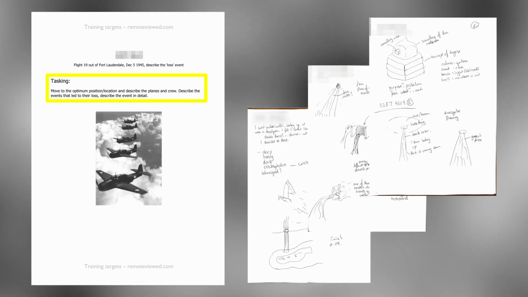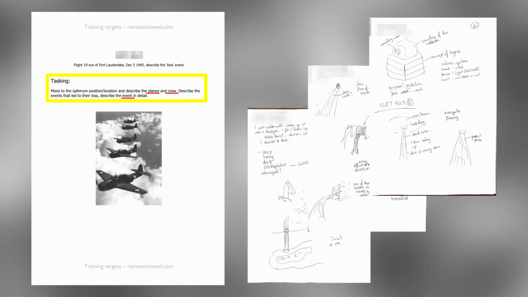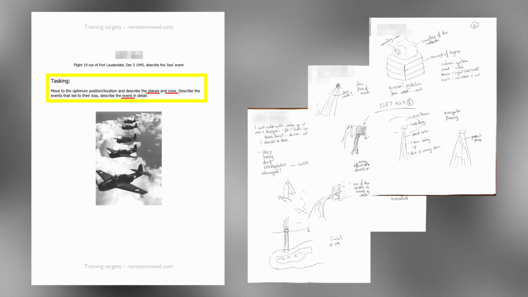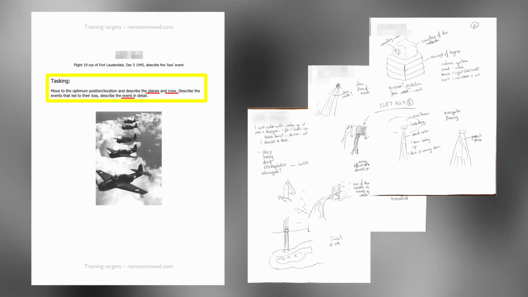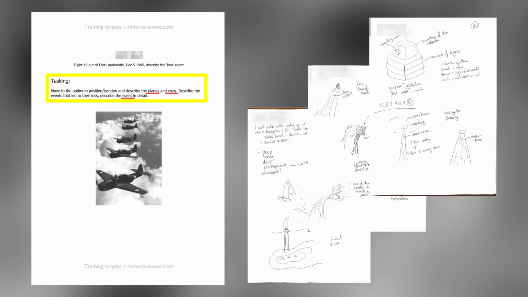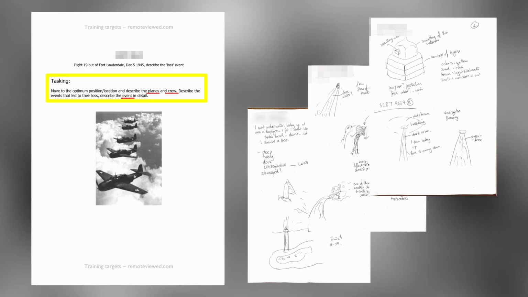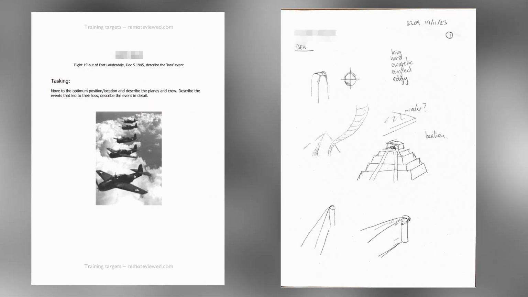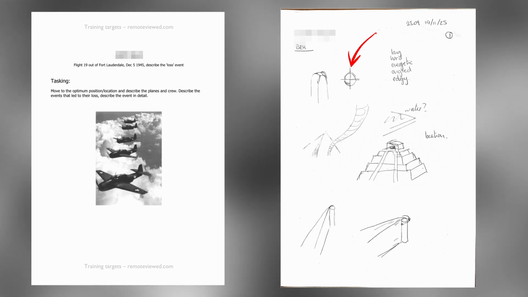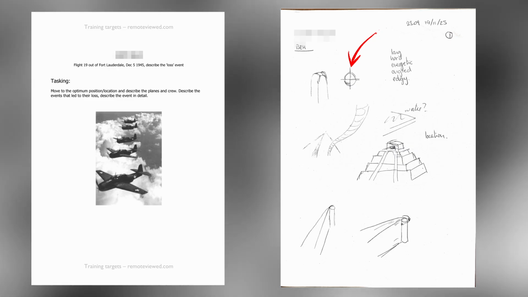So if we read the tasking for this target, there are actually three elements to the target: the planes themselves, the crew, and then the event which led to their loss. Now don't forget that with the bullseye method your subconscious mind is trying to draw in pictographic form all of the elements of the target at the same time, which in this case are the planes, the crew, and the crash event itself. So for the first part of my data I immediately draw something which, well, I didn't know what it was, but I guess it looks like a propeller from an aeroplane.